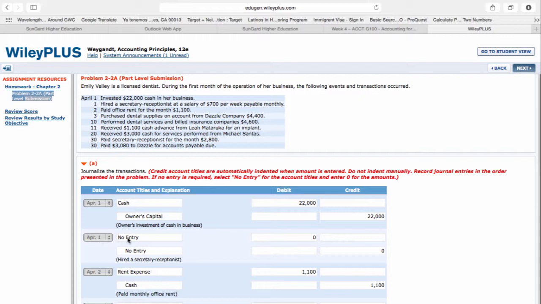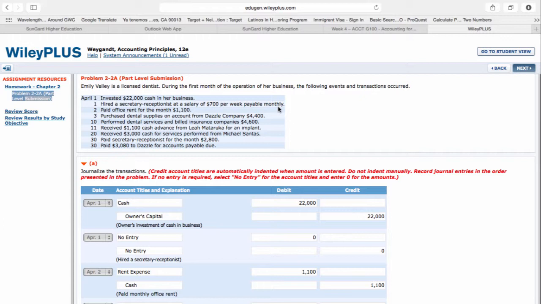And if you notice here, this says no entry. The reason it's no entry is because when you hire someone, it doesn't necessarily mean that there's money affected by that on that particular day. Just because you hire someone doesn't mean you're going to pay them that same day. Usually you're going to pay them maybe by the following week or in 2 weeks, or sometimes you even get paid monthly. Here you hired a secretary and you determined that you're going to pay them $700 a week, payable monthly. That's it. You didn't pay them that day.